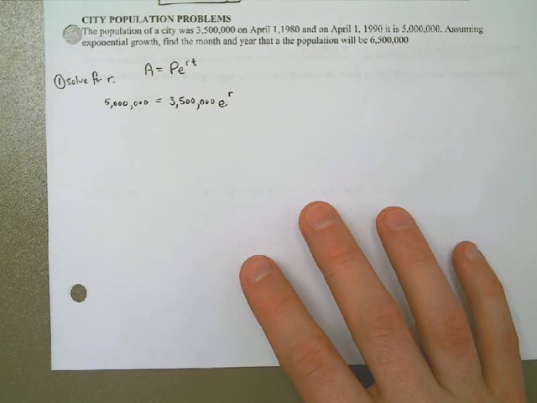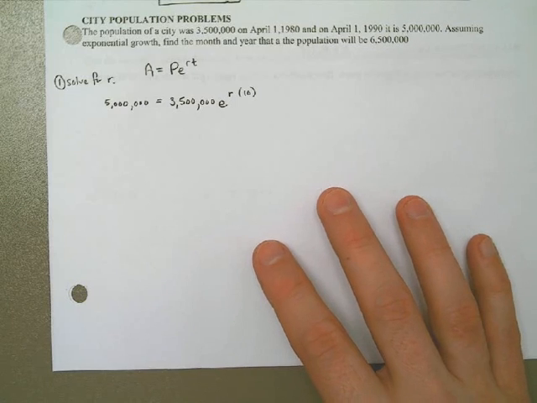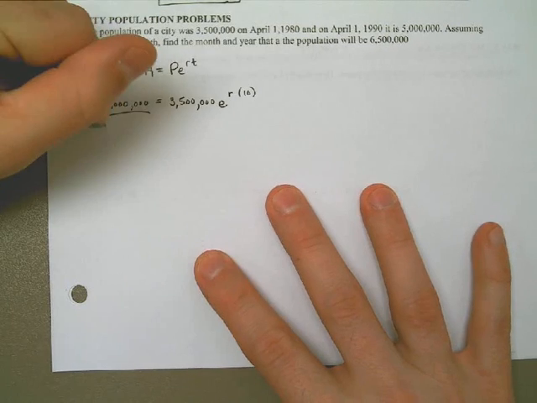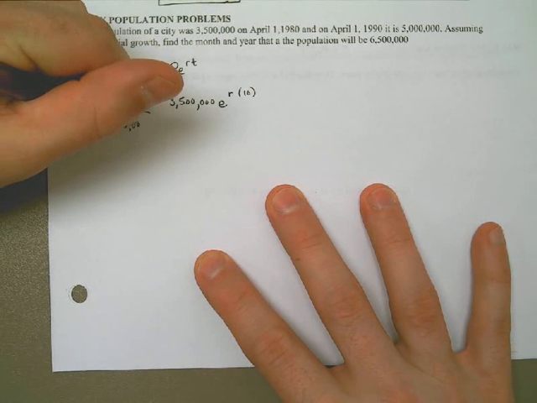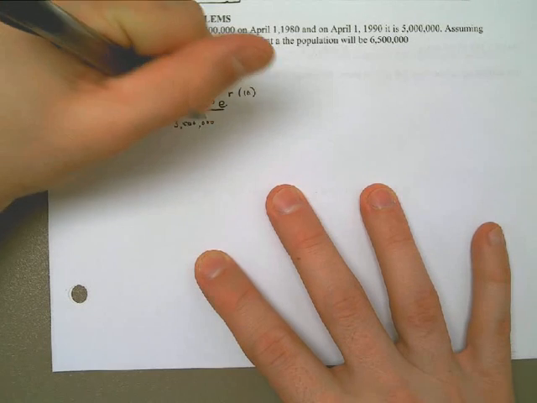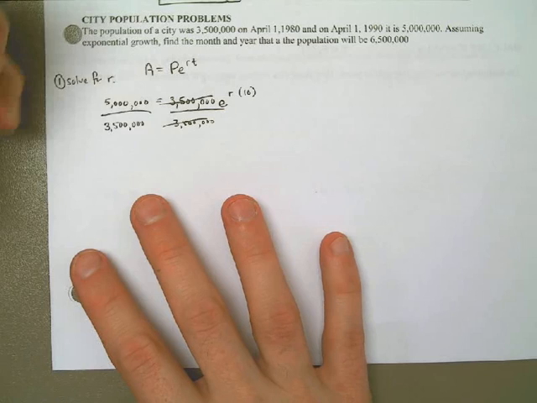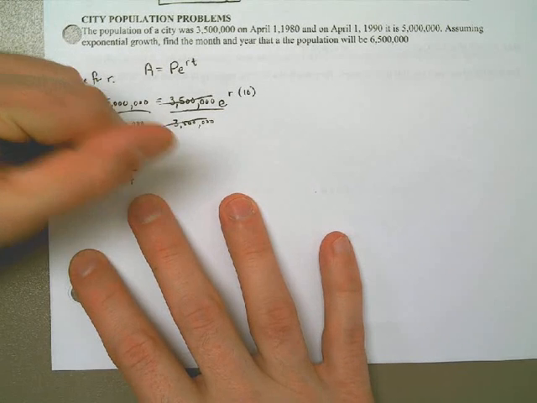And what that does is that gets the e by itself. 5 million divided by 3.5 million is the same thing as 10 over 7. That's what it reduces to. So I'm going to leave it like that for now. I know I can put it in decimal form, but this will work. That's equal to e to the 10r, right? I just put the r and the 10 in a different order. r times 10 is 10 times r.